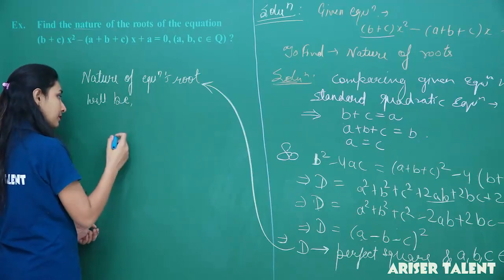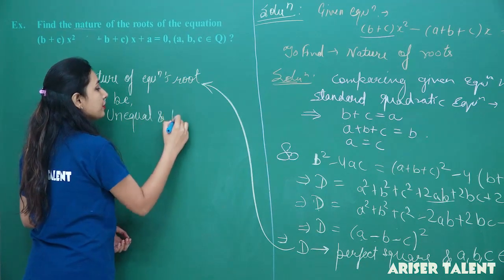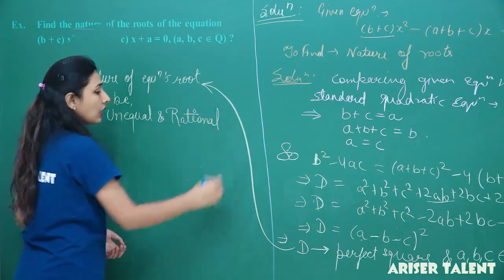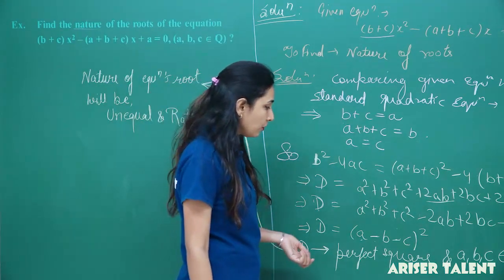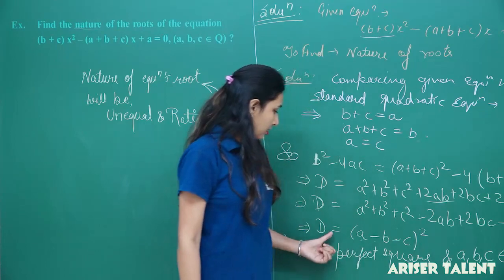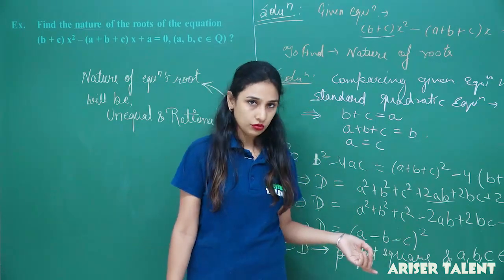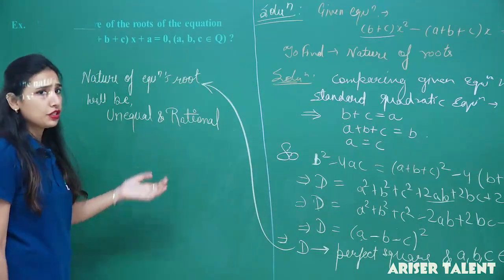That will be unequal and rational. Right, students? Unequal and rational. Why unequal? Because this value will give you a minus value also and a plus value also, right? So you will get two values, so unequal roots but rational, right students?